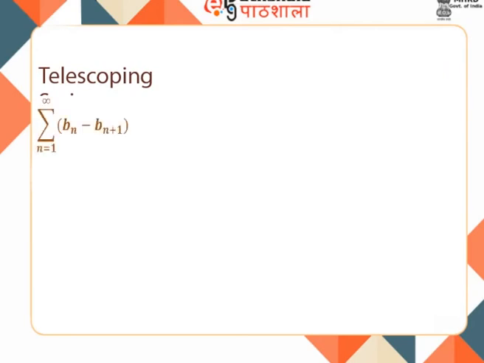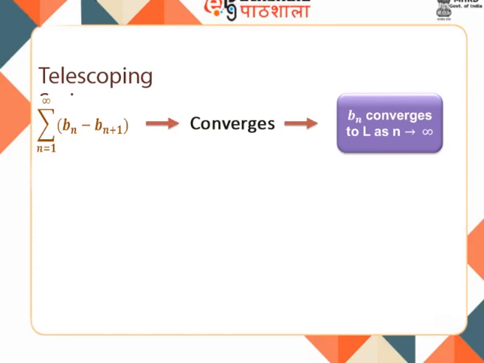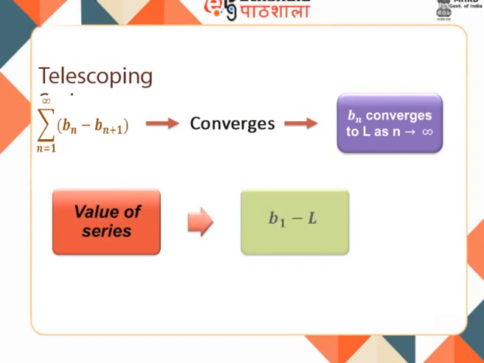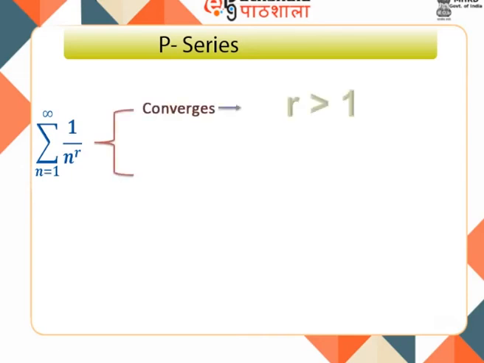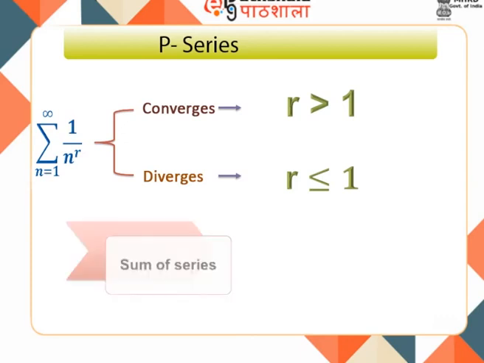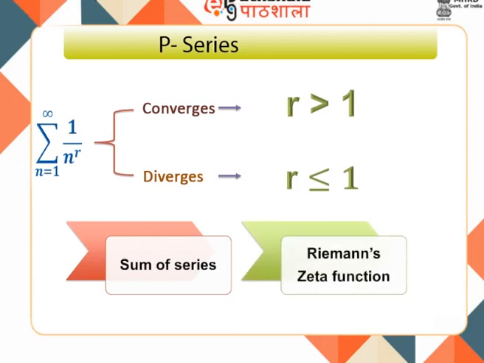A telescoping series, the summation of bₙ minus bₙ₊₁, where n goes from 1 to infinity, converges if the sequence bₙ converges to a limit L as n goes to infinity. The value of the series is then b1 minus L. The p-series, the summation of 1/nʳ, where n goes from 1 to infinity, converges if r is greater than 1 and diverges for r less than or equal to 1, which can be shown with the integral criterion as a function of r. The sum of this series is Riemann's zeta function.